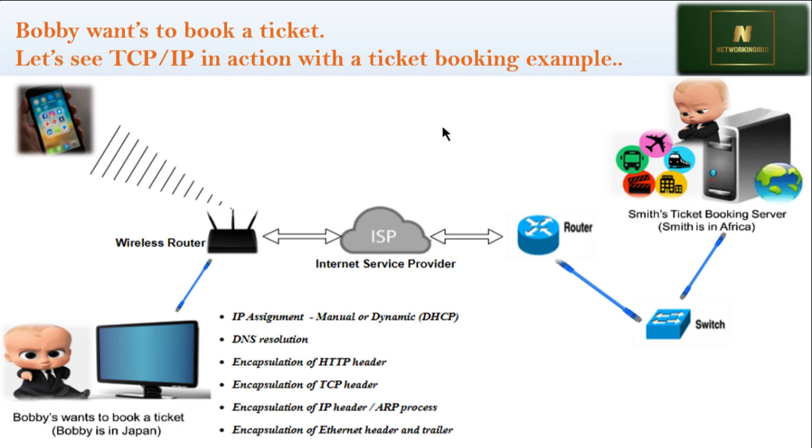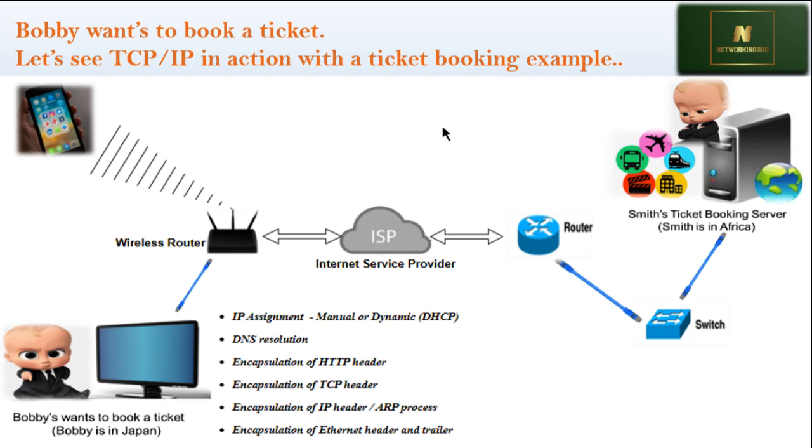At the application layer, Bobby's machine starts with HTTP encapsulation using one of the HTTP methods, which is named GET. The GET method is used because the ticketing web page needs to be requested from Smith's machine and then displayed on Bobby's machine. We will discuss HTTP methods in the upcoming videos.